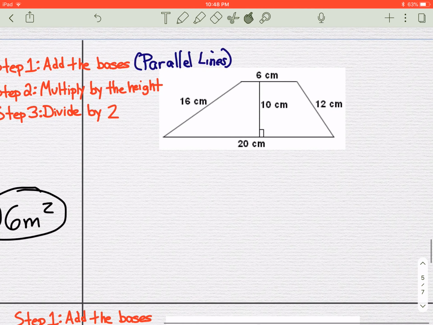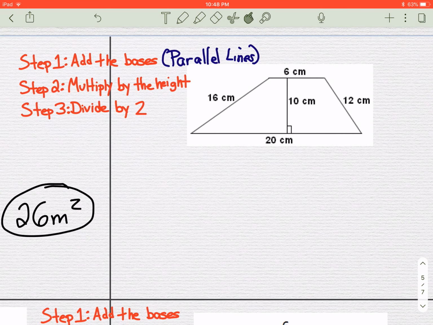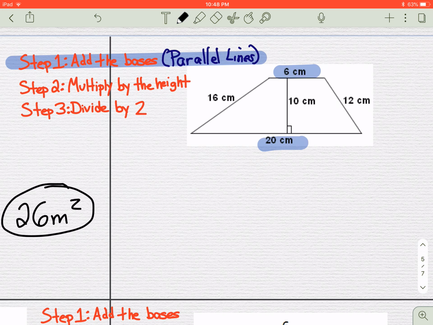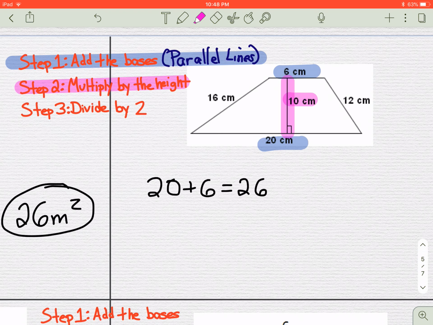Okay, let's try another example. Right here, step 1 is I have to add the bases, and those are my parallel lines. So my parallel lines are my 20 and my 6. So I add 20 plus 6, and I get 26. Step 2 says to multiply by the height, and my height is my straight up and down, which would be 10. So we take that and multiply it by 10, which would be 260.